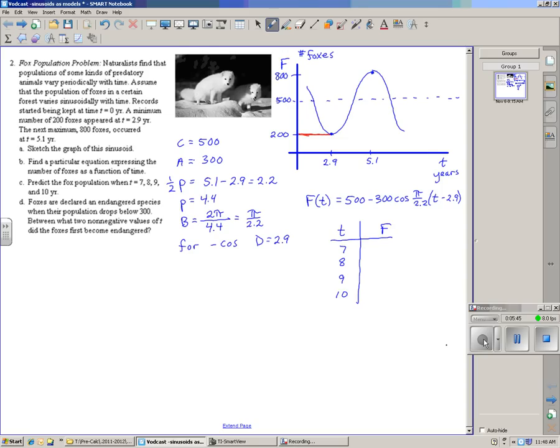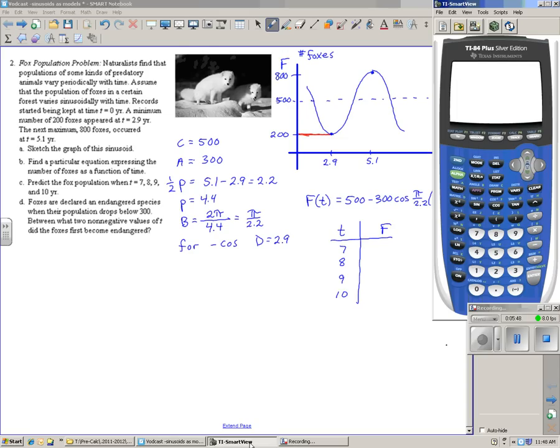Okay, I'm going to get out my calculator. I'm going to put this equation into the y equals menu, which is 500 minus 300 cosine pi divided by 2.2 parentheses x or t minus 2.9 close parentheses, close parentheses.